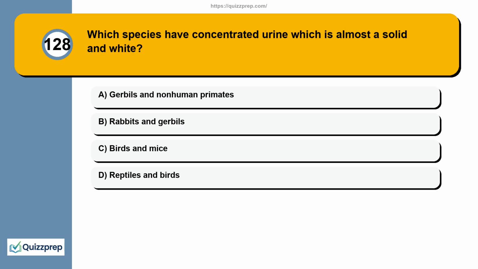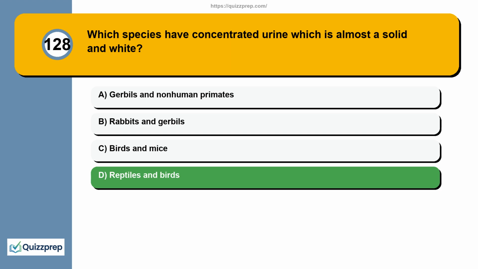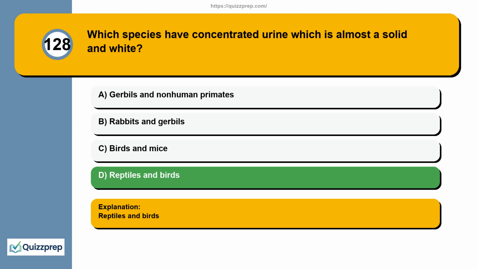Question 128. Which species have concentrated urine which is almost a solid and white? Option A. Gerbils and non-human primates. Option B. Rabbits and gerbils. Option C. Birds and mice. Option D. Reptiles and birds. The correct answer is option D. Reptiles and birds.